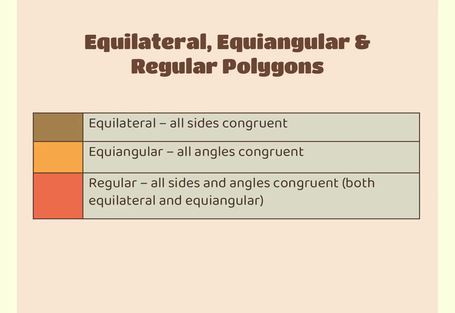Equilateral, equiangular, and regular polygons. Equilateral, just like a triangle, has all sides congruent. Equiangular, also like a triangle, has all the angles congruent. What's new is a regular polygon. A regular polygon has all the sides and all the angles congruent. They are both equilateral and equiangular. So a square would be an example of a regular quadrilateral. All 4 sides are the same, all 4 angles are the same.